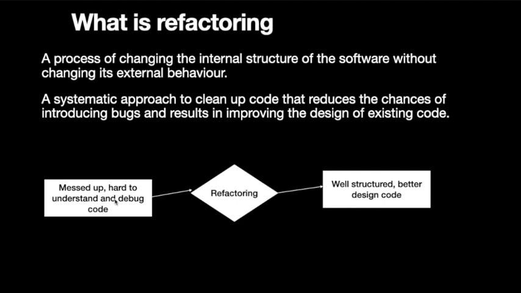If you look at this diagram, refactoring takes messed up, hard to understand and debug code and performs some operations, which are called refactoring, and turns that code into well structured and better designed code. So what are those operations or steps of refactoring? It might be looking at a large function and taking some part of it and creating a new function out of it, or removing one property from a class and shifting it to another, or adding a new class to an existing class hierarchy.